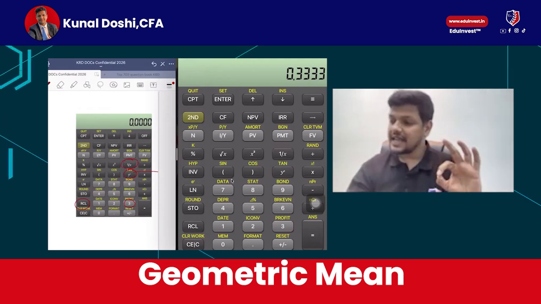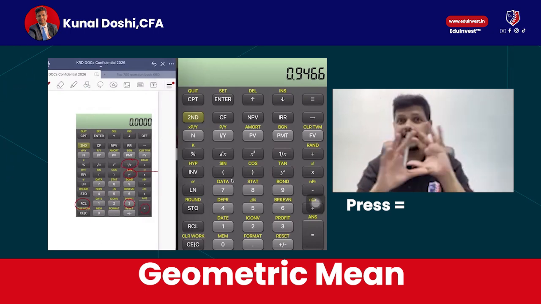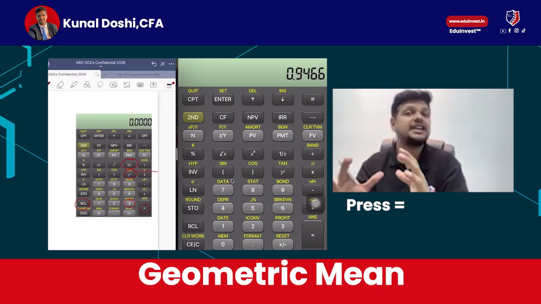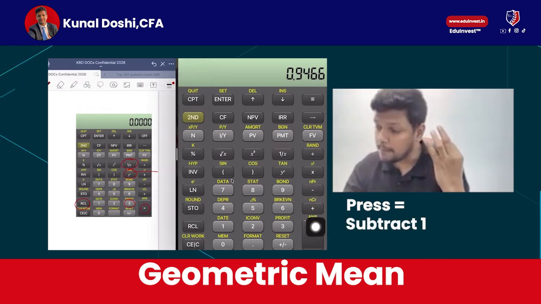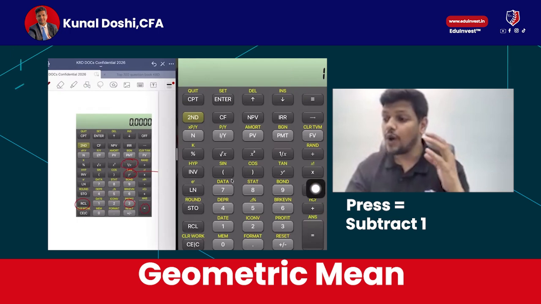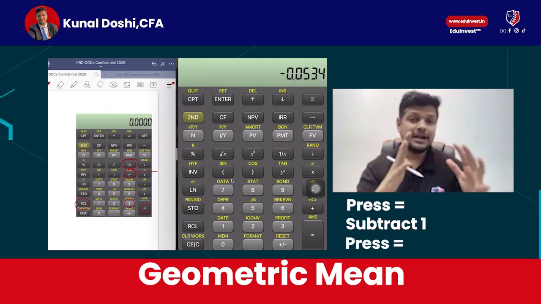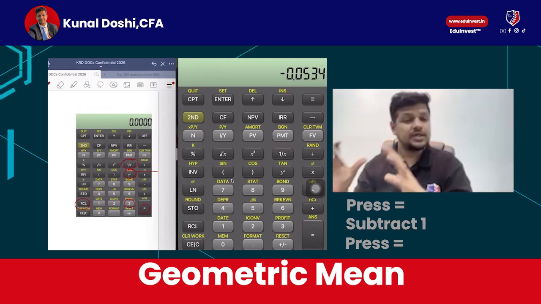Are you getting it? After that, press equal to, because finally you need to press equal to tell the calculator that everything is done. Once you press equal to, your answer is not done. This is not your final answer. You need to subtract 1 because that's what you use to compound. So you need to subtract 1 and then again press equal to. You need to keep pressing equal to multiple times so that you keep instructing the calculator that my equation is done. Now this is your answer.